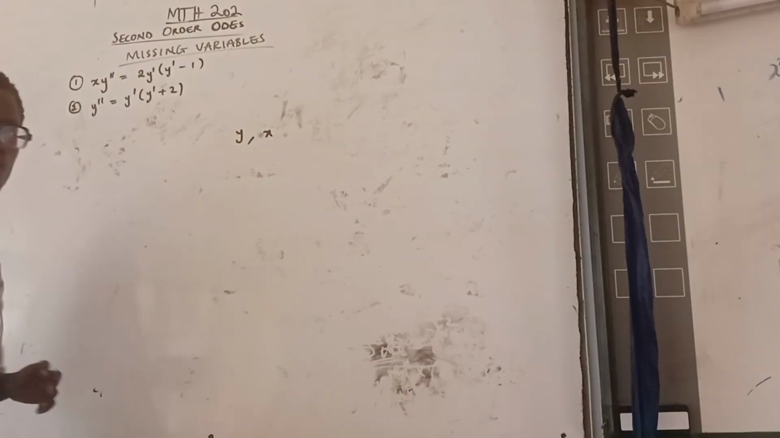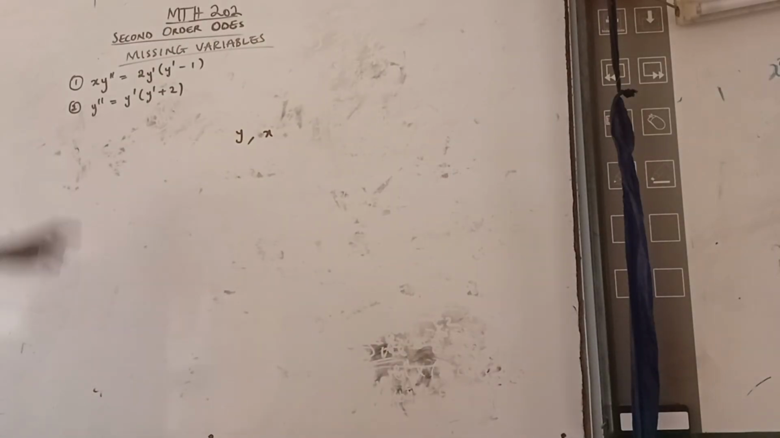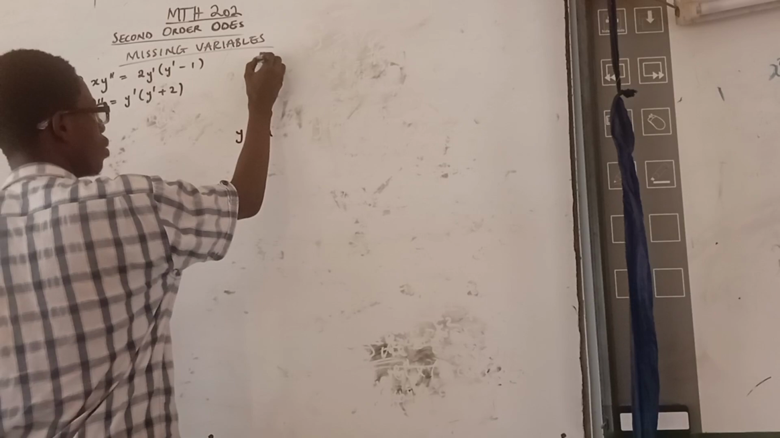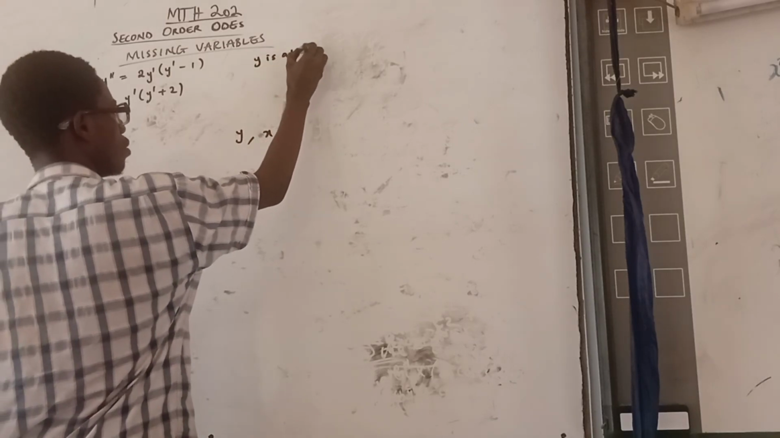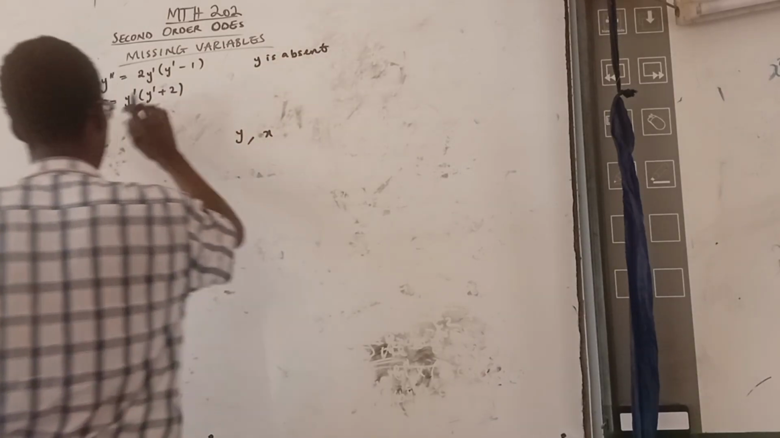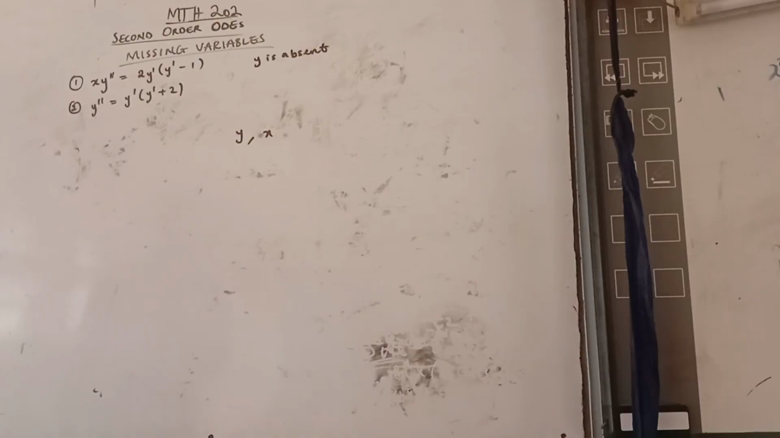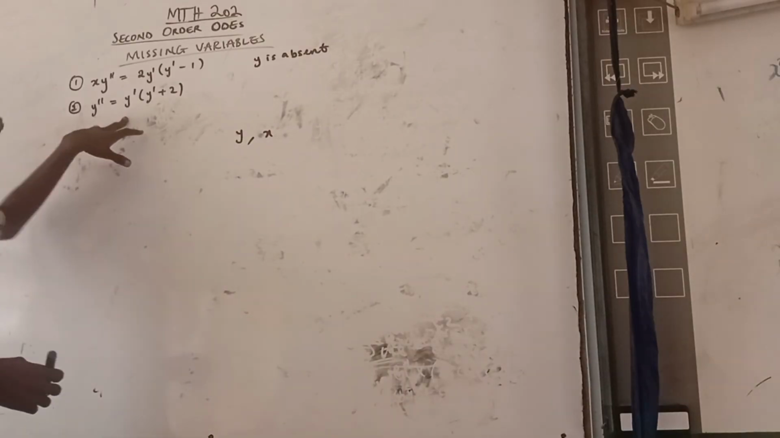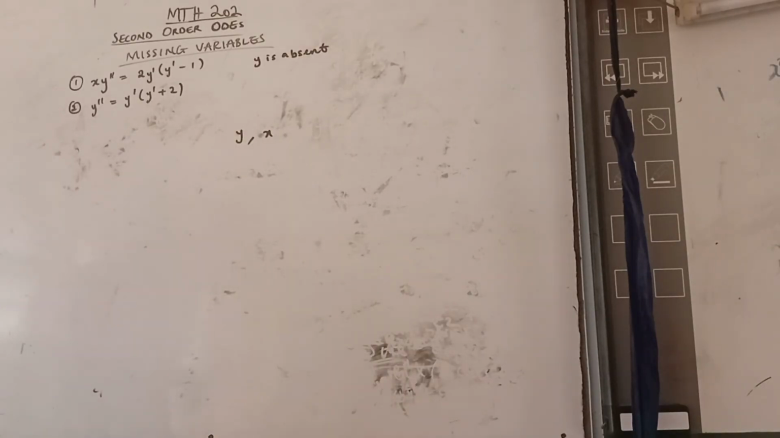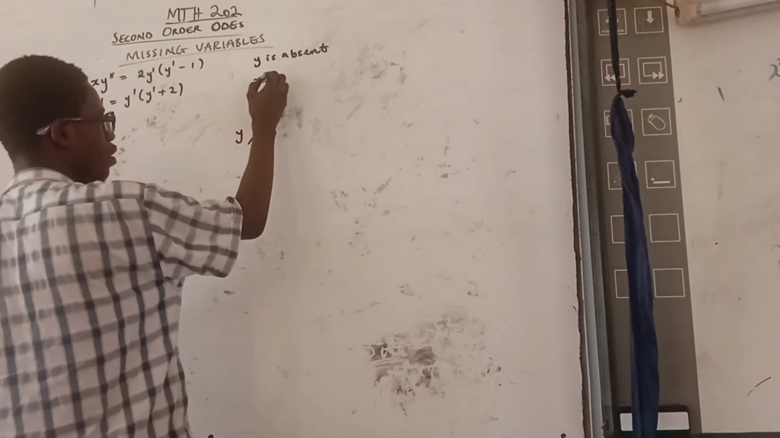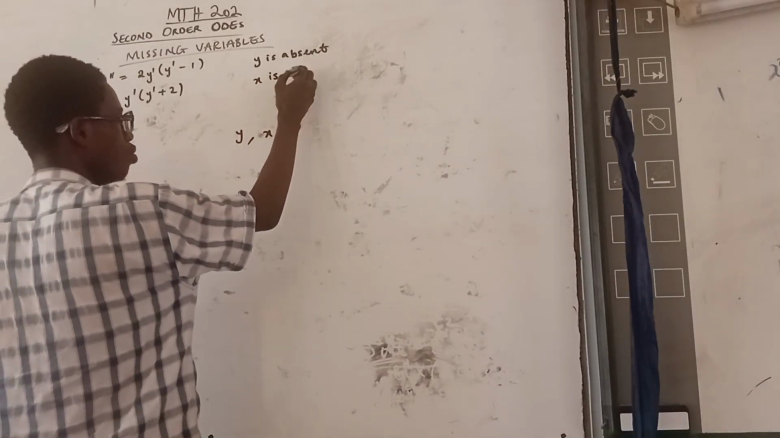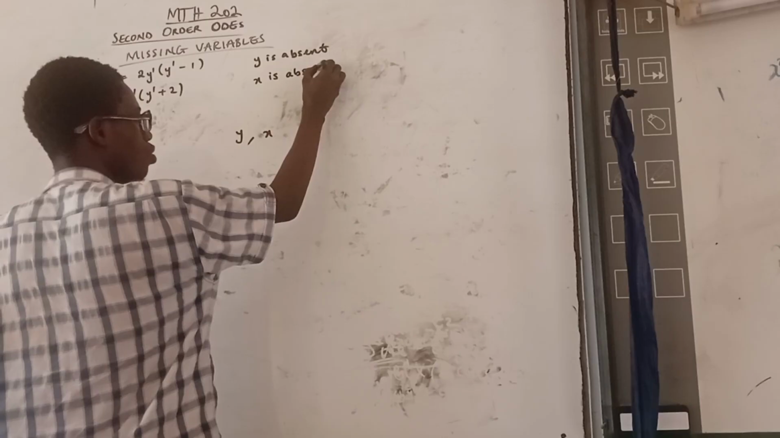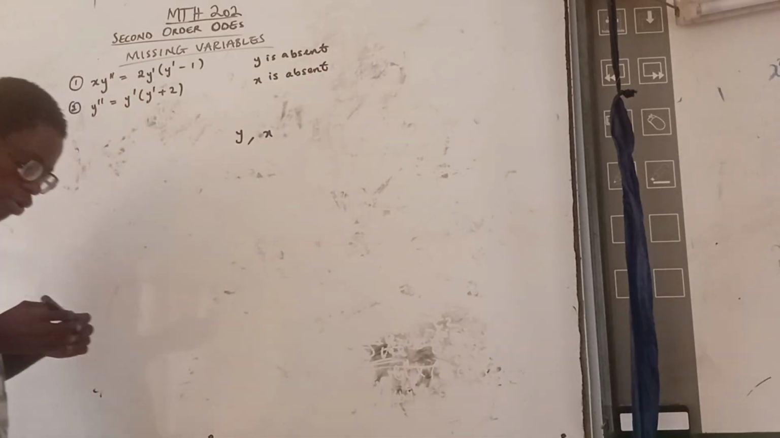So the first one: looking at this, x is present, but there's no y. So y is absent. But in this one, even x is absent here. Both of them are absent. So let's take this as x is absent. Whenever you first look for x, if x is absent, you just take it as that. So x should be our main priority.